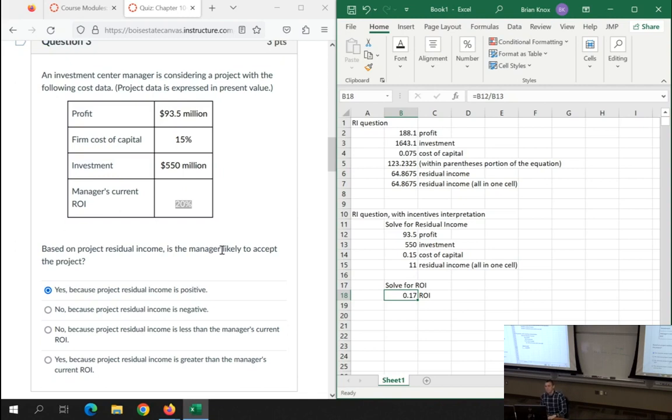This doesn't really give the quiz, but what if it said instead of manager, it said the firm in general? Yes, exactly. The firm wants to accept non-mutually exclusive projects that are greater than its cost of capital. If it can accept as many of those as possible, then that's more profit. And so this residual income helps align the two better, the manager and the firm.